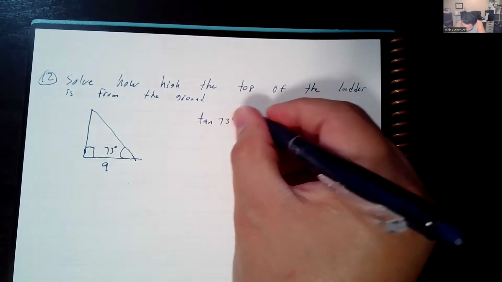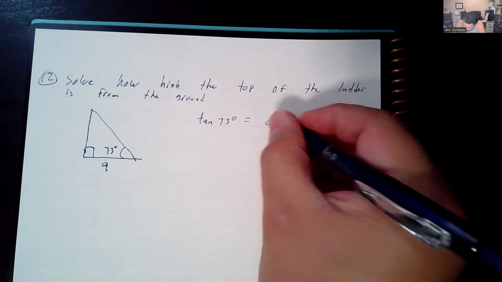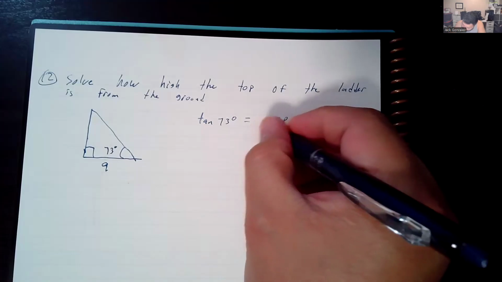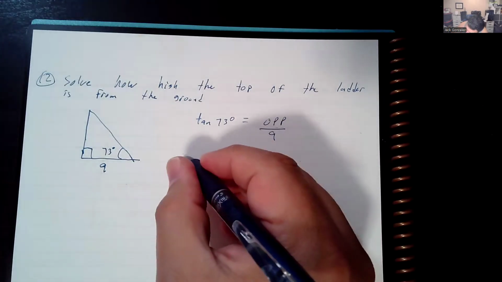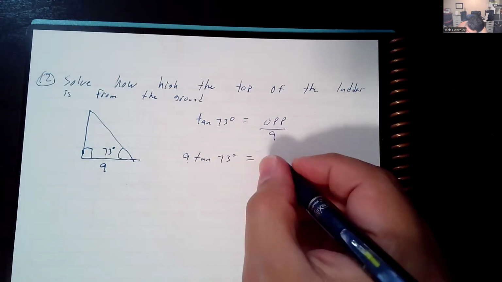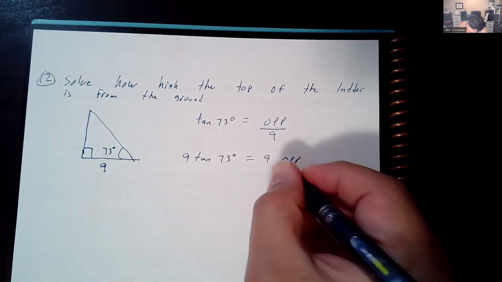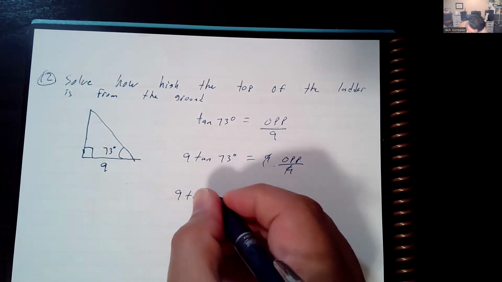Tangent of 73 degrees is equal to the opposite side, which is what I want, over adjacent. There we go. That's much better. Multiply both sides by 9, and you get 1073 equal to 9 times this. These cancel, so now I can solve the opposite side.